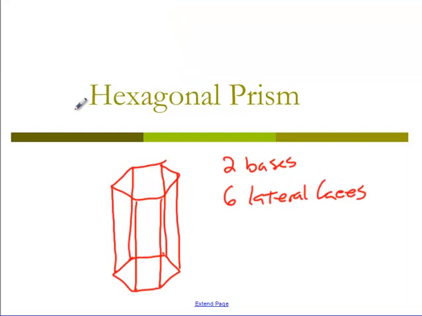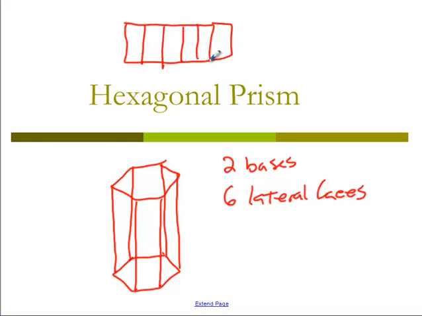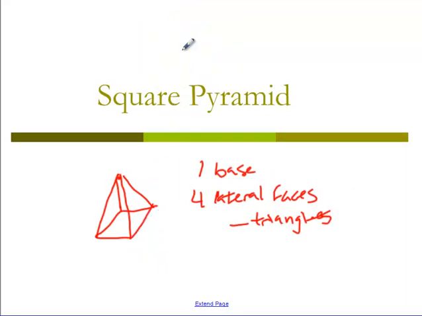If I did the net of a hexagonal prism, I'd have 6 rectangles. So I'm going to take a shortcut drawing the 6 of them. Oops, need one more. And then I have 2 hexagon bases. I just always choose to put them near the middle. You can really place them anywhere on these sides. 2 bases, 1, 2, 3, 4, 5, 6 faces. If I took a square pyramid, I've got a square base, and I have 4 triangles that are connected to that square base.